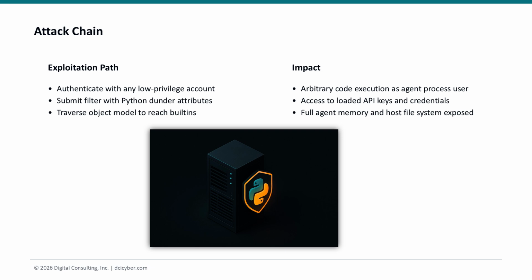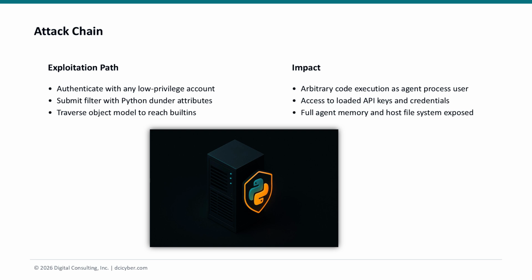The advisory covers the full technical detail. We're focusing on the structural points. On the left, the exploitation path. An attacker authenticates with any low privilege account. They submit a filter expression containing Python dunder attributes, __class__, __import__, __builtins__, as field selectors. The filter evaluation path resolves these through Python's object attribute access, traversing the object model to reach the import system.